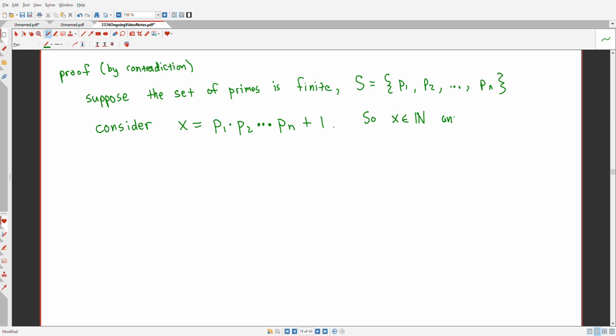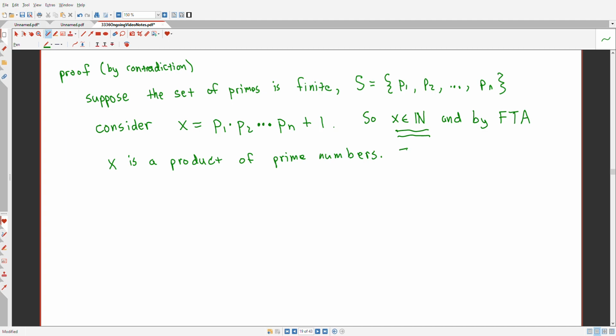And by the fundamental theorem of arithmetic, x is a product of prime numbers. Right, the fundamental theorem of arithmetic says every natural number, including this weird number x, has to be expressible as a bunch of primes times each other. So x is a product of prime numbers.